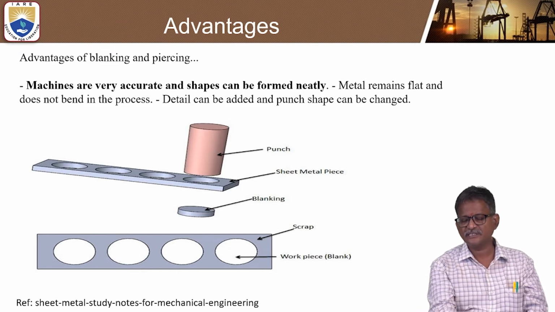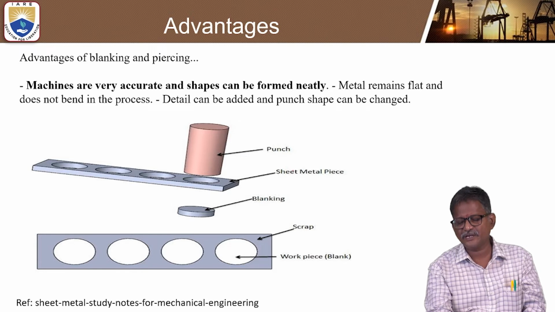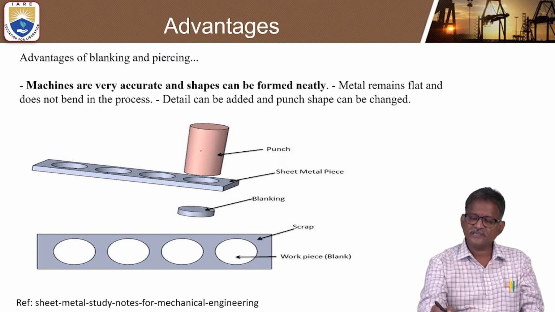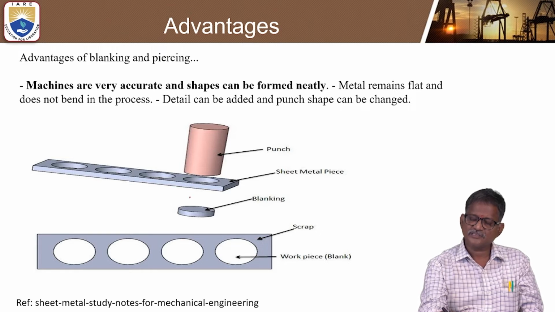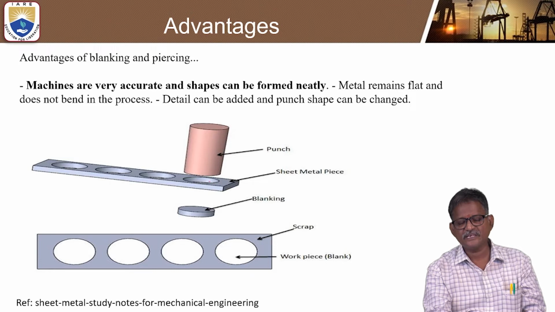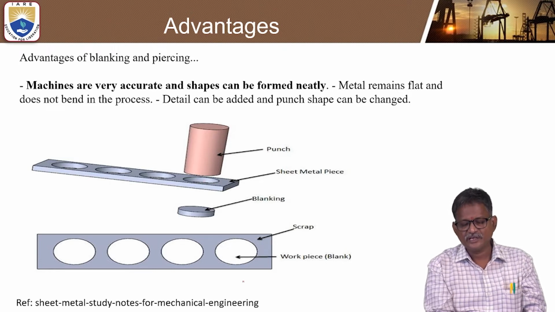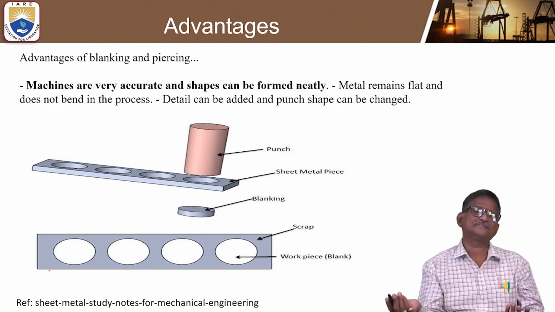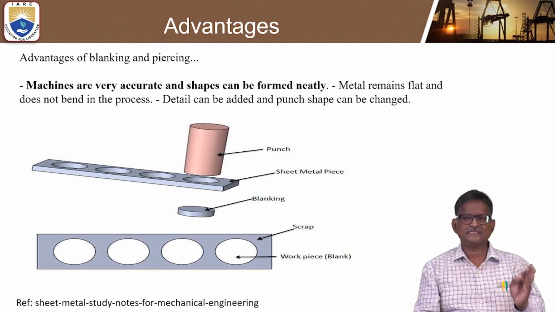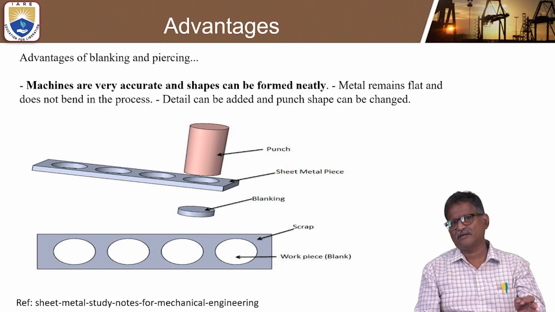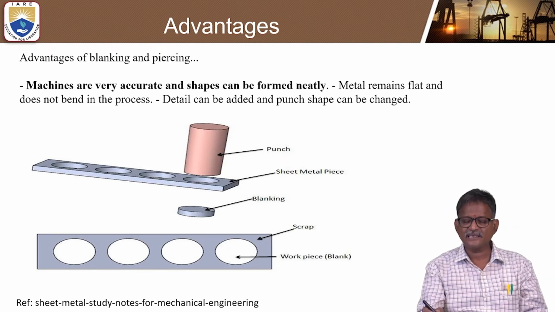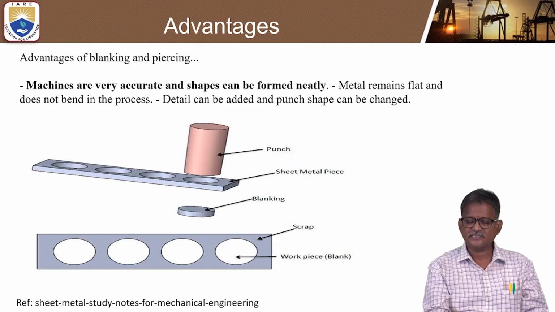You can clearly understand: there will be a sheet metal piece, and this is the punch. When you apply it, the circular portion that comes out is called the blank. But here we are providing some holes, and those holes we call piercing or punching. This is the only difference between punching and blanking, or we can also call it piercing and blanking. You still need to understand this very clearly.